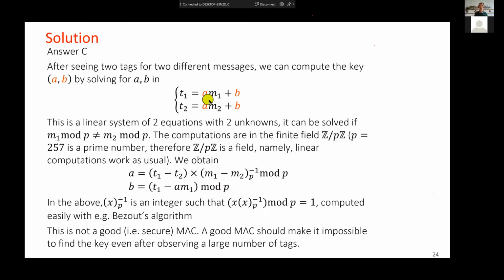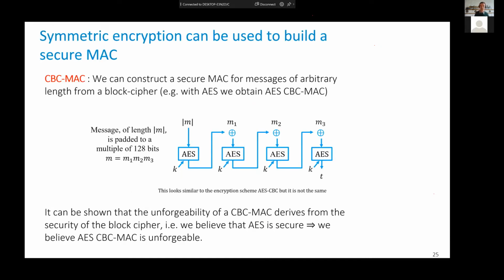So to make a long story short, if the attacker sees two messages and their tags, he can compute A and B. Of course, having computed A and B means that he can forge any message. So a good MAC should not just make it impossible to forge tags by not knowing A and B. It should also make it impossible to discover the key here, even after observing a very large number of tags. So building MACs is not an easy thing, and it's not sufficient to have good ideas like Homer had.